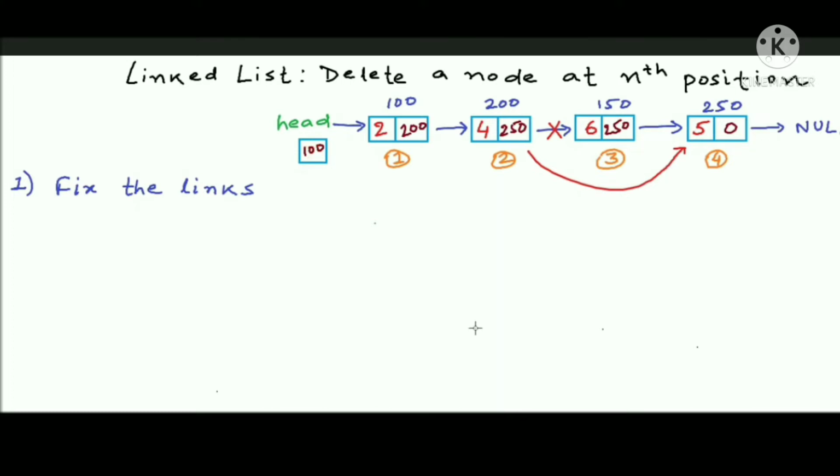Now, fixing the links is not good enough, because all that we do when we fix the links is that we detach the node from the linked list so that it is no more accessible, but it is still occupying space in the memory. As we know, a node is allocated space from what we call the dynamic memory or the heap section of the memory. We have talked about this earlier.